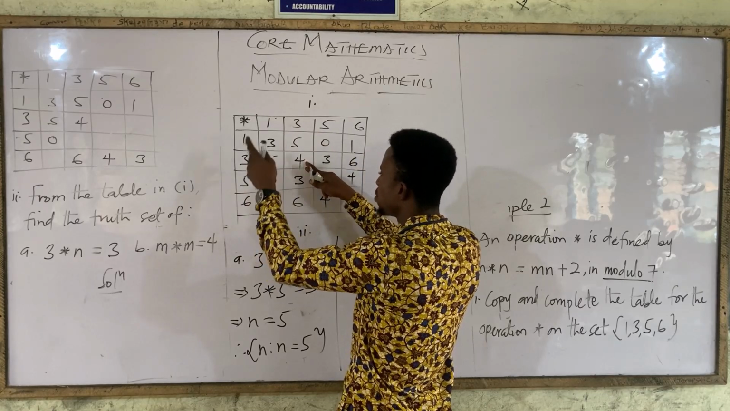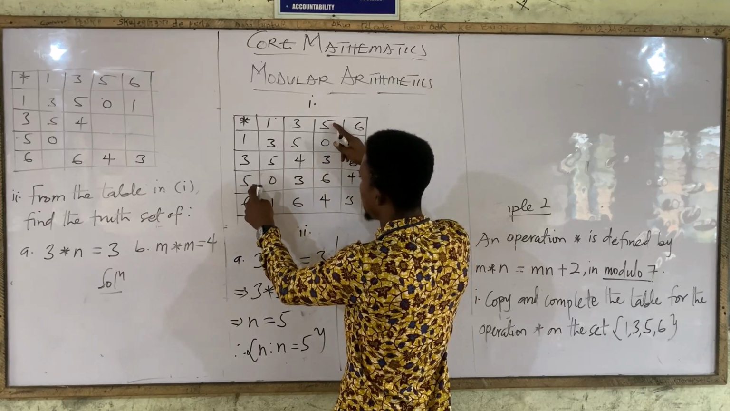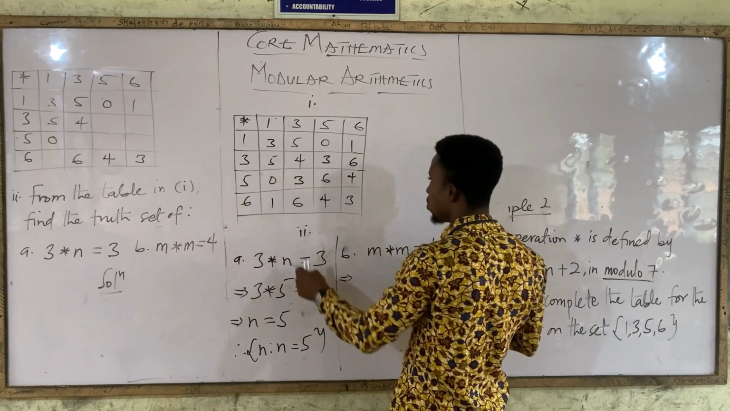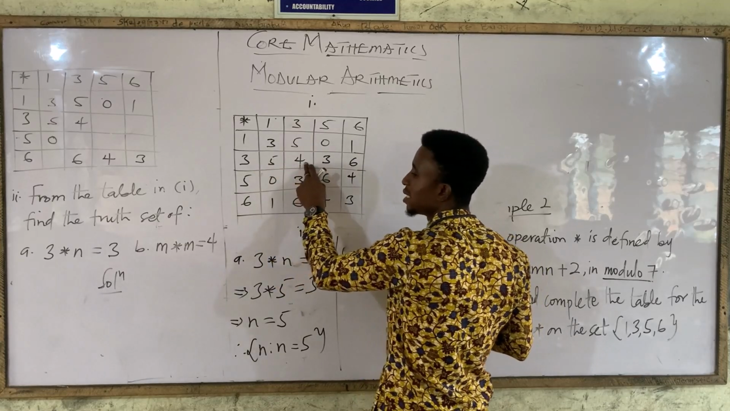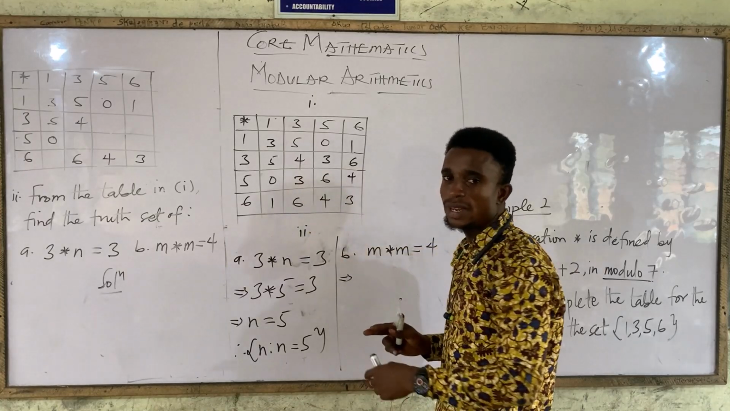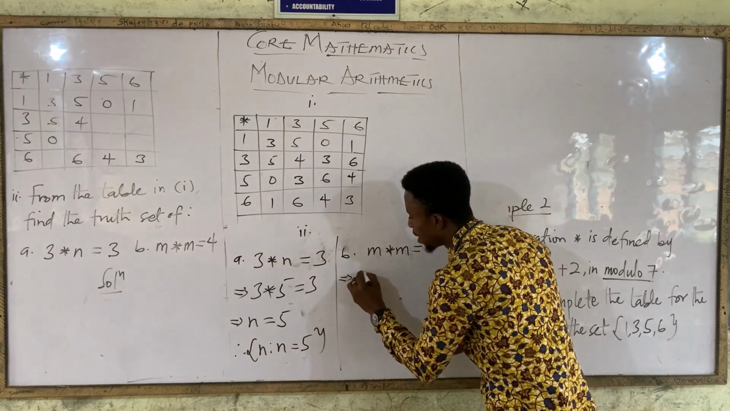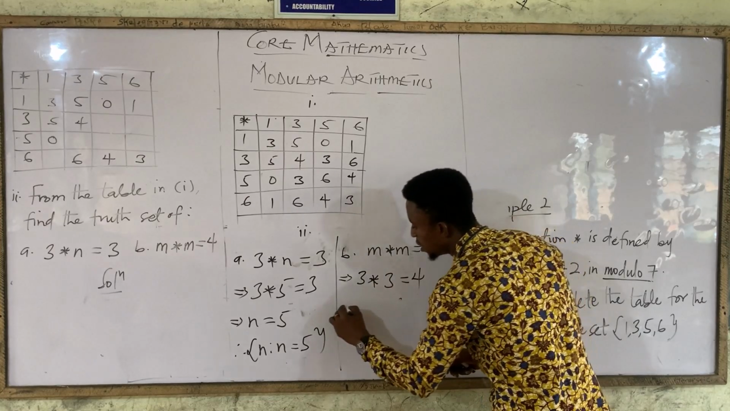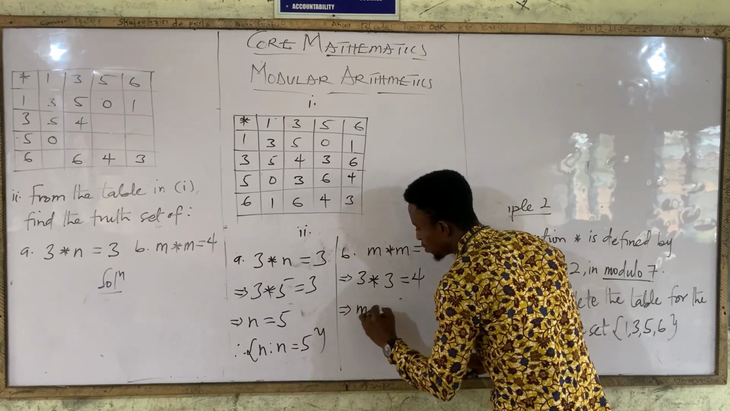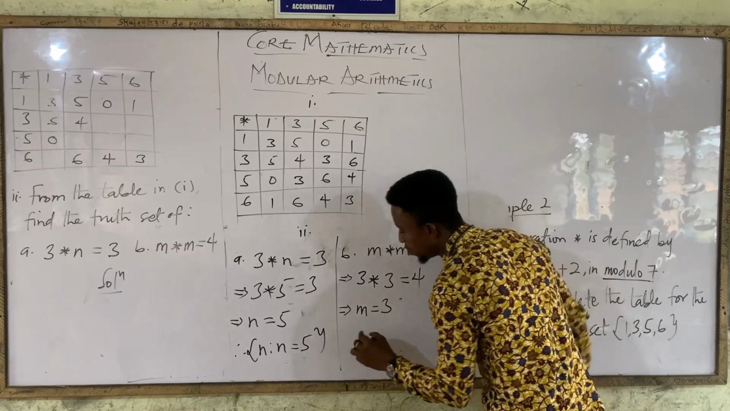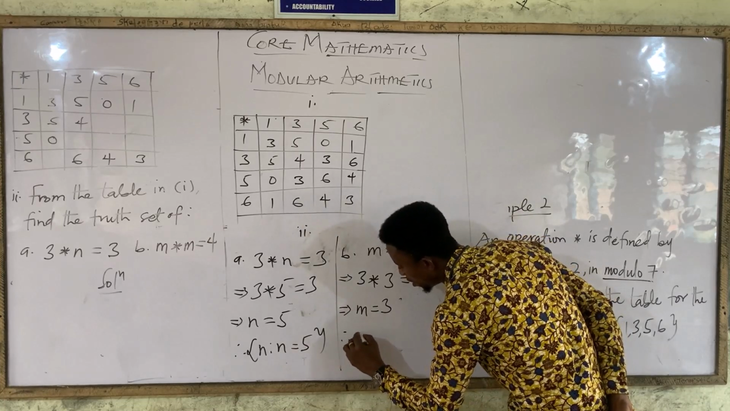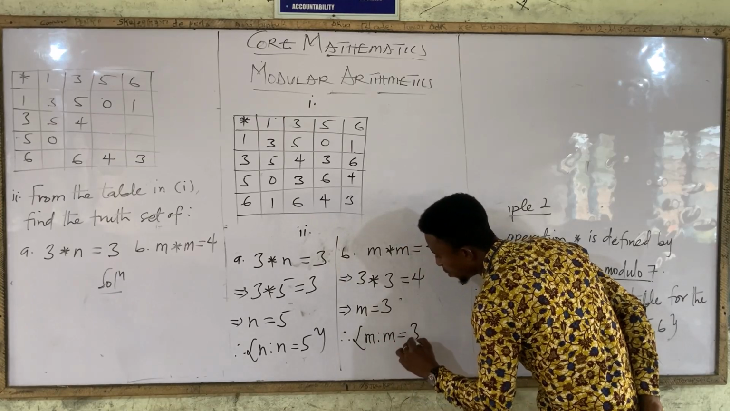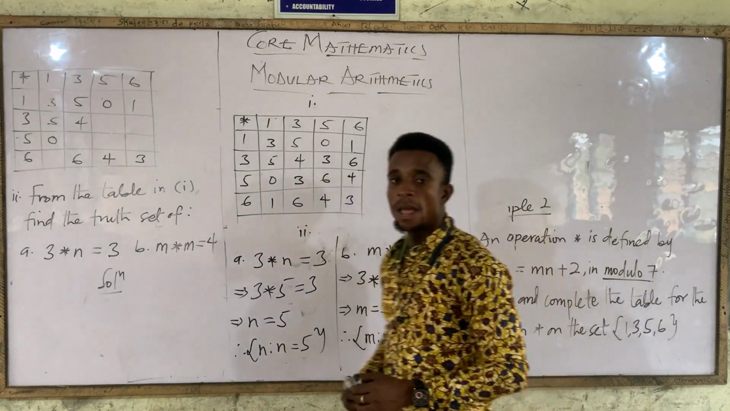Let's proceed and see if we are going to get another one. Then I have 5 star 5. That one is 6. Then let's check that of 6 star 6. That one too is 3. So it's only 3 star 3 that is getting us 4. Please, are we getting that? So we can say this implies that 3 star 3 is equal to 4. So this implies that m is equal to 3. Then we say therefore, m is such that m is equal to 3. And that is that. Please, do we get that?